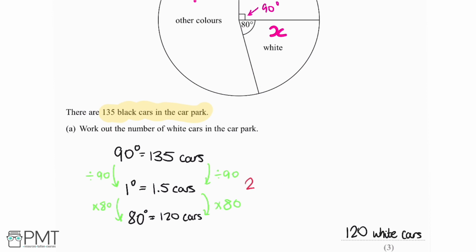So in the mark scheme, we get 2 marks here for our working. Then we get our third and final mark for the correct answer, 120.